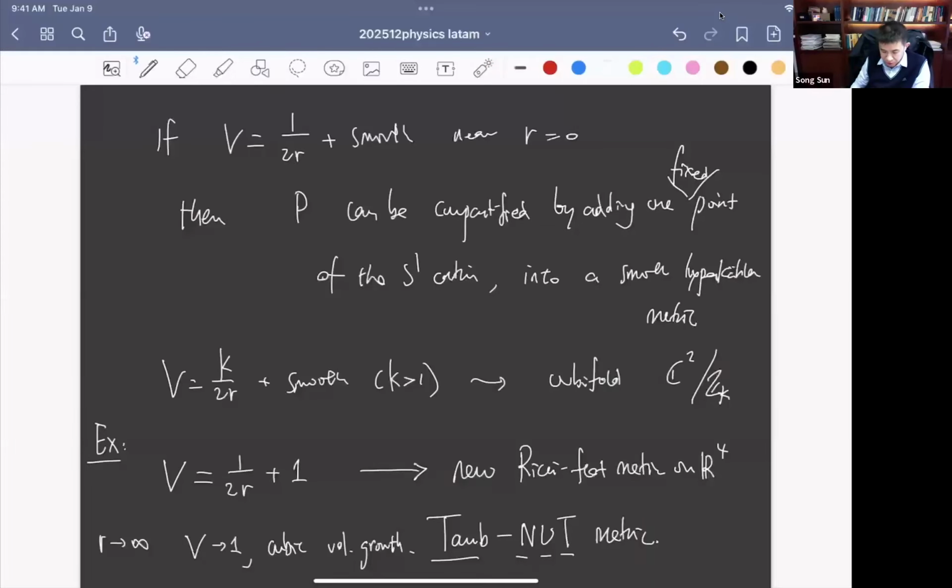I think time is up for today. Next time, in the first half, I will continue to write down more examples of this. I think this is a very interesting geometry. I don't think it's taught in standard Riemannian geometry. It should be.